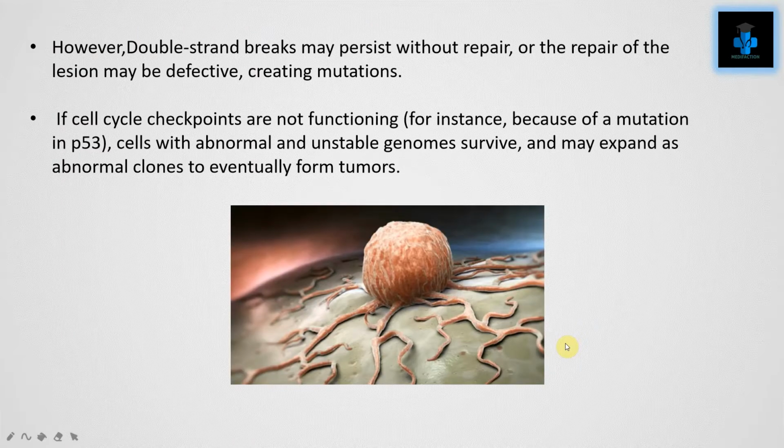However, double-strand breaks may persist without repair, or the repair of the lesion may be defective, creating mutations. If cell cycle checkpoints are not functioning, cells with abnormal and unstable genomes survive and may expand as abnormal clones to eventually form tumors.